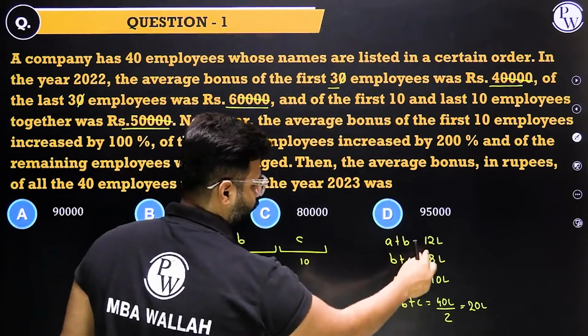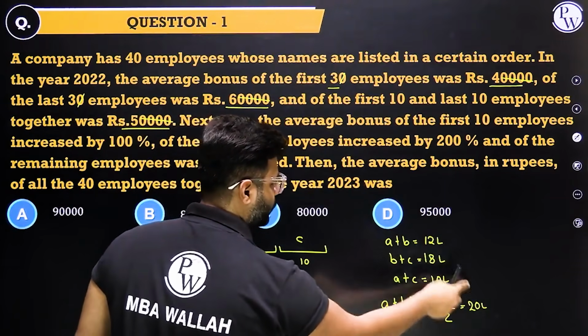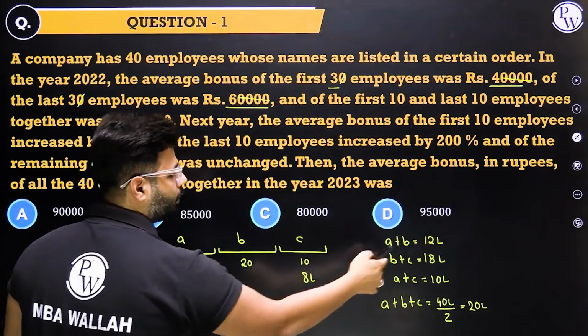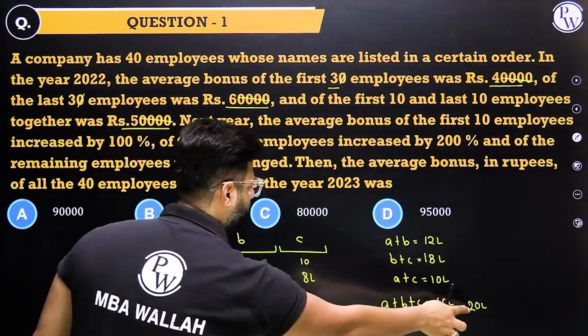A plus B is 12 lakh. And all of them together make 20. So if I put 12 over here, C comes out to be 20 minus 12, 8 lakh. So this is 8 lakh. Subtract B plus C over here. B plus C is 18, so A has to be 2. Together they are 20. Right.